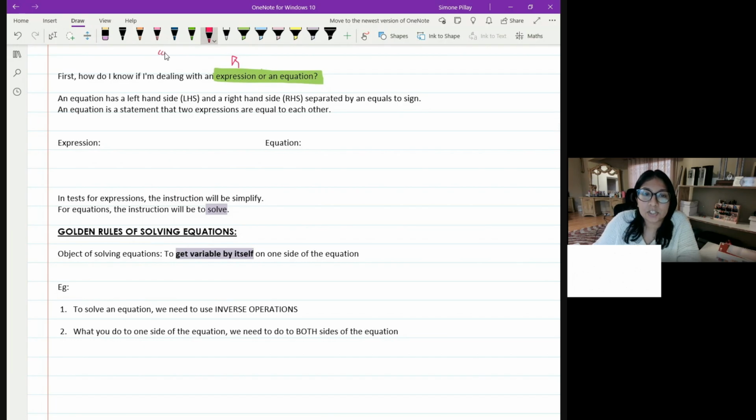An expression is really just a combination of variables.